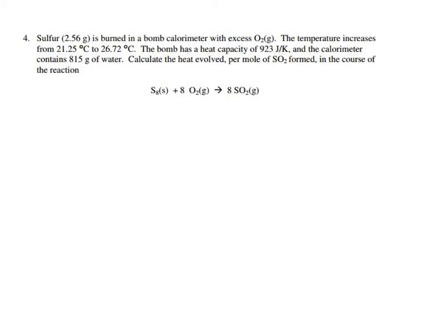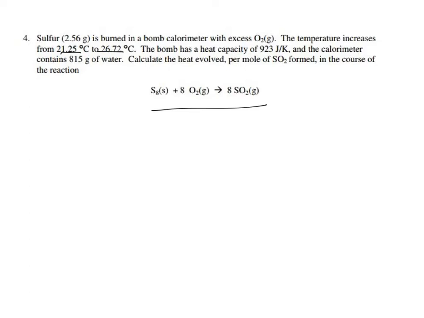We know the heat capacity of water. So what we have to figure out is how much energy it took to raise the temperature of the entire calorimeter from 21.25 to 26.72. Once we know how much energy that was, we can work out some stoichiometry to figure out how many joules there'd be per mole of sulfur combusted, and then we can use that information to answer the question of the heat per mole of sulfur dioxide formed.